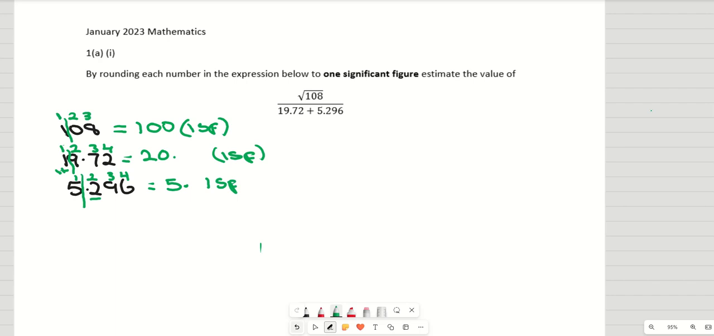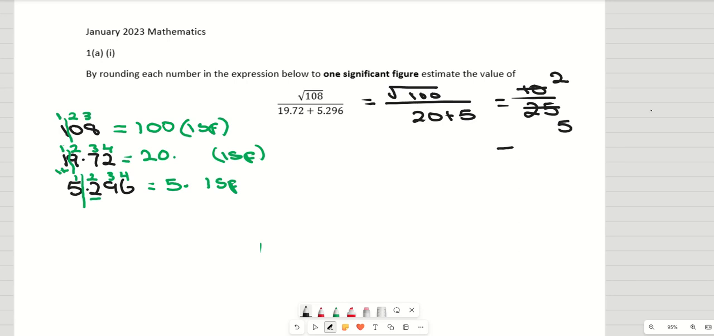So now let's see if we can do this question. This question will now become the square root of 100 divided by 20 plus 5. Right? The square root of 100 is 10 over 20 plus 5 is 25. Right? 5 could go into 10 2 times, 5 could go into 25 5 times. So your answer would be 2 over 5. That's how you would do this question.